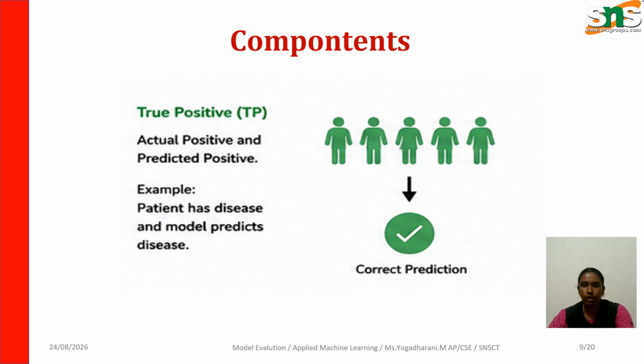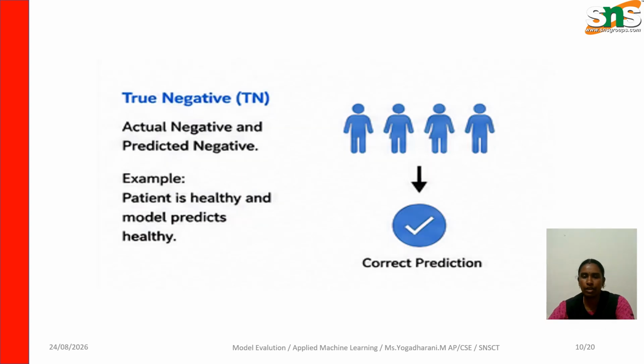Here, true positive is also represented as TP. The actual value is positive and the model also predicts positive. Example, patient has a disease, model predicts disease. And the true negative. Here, the actual value is negative, and the model predicts negative. That is true negative. It predicts correctly. That is, the answer is negative, and the model also predicts the answer is negative.